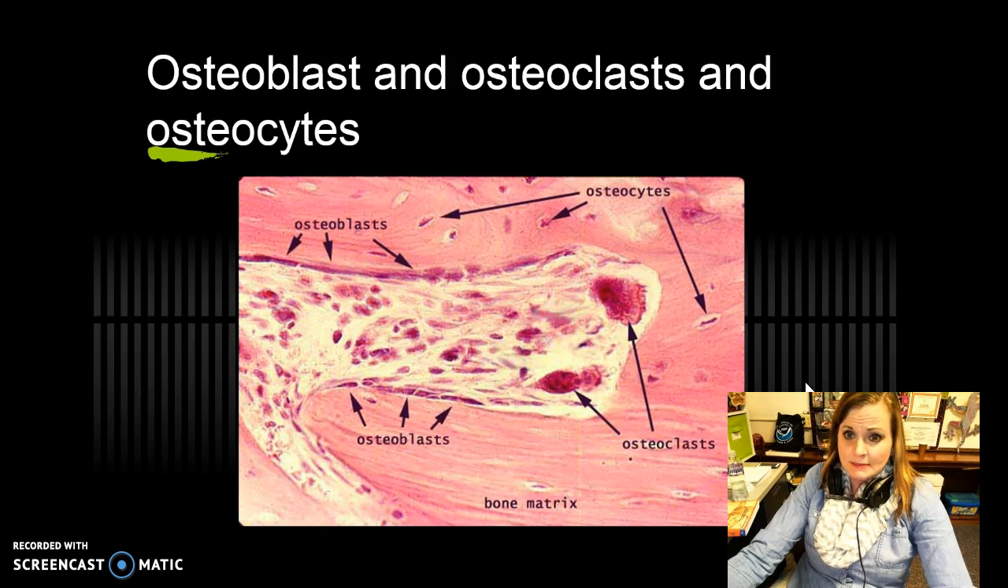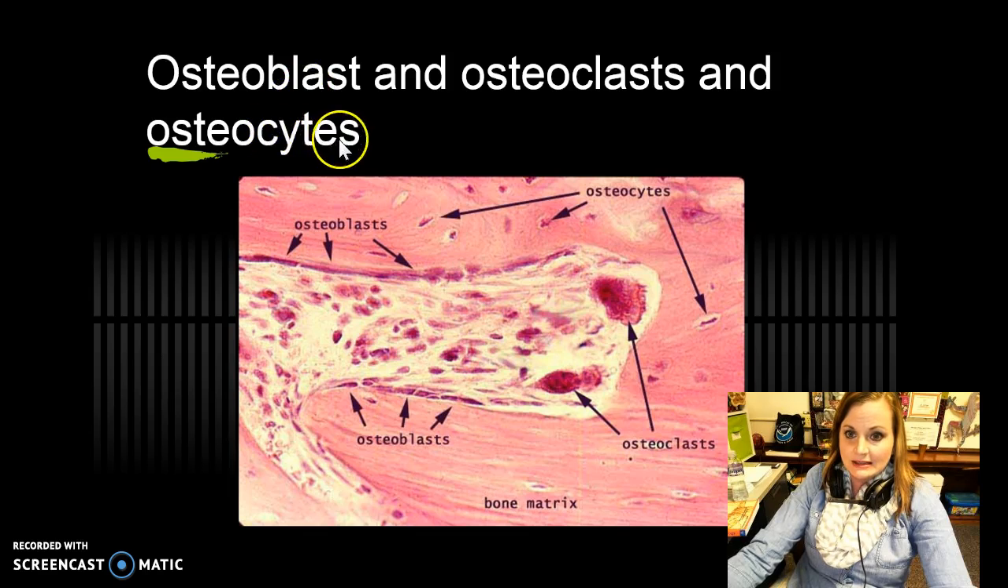There's a lot of different types of cells here, and you're going to see these, but I want you to notice that the prefix for all of these begins with osteo. So even if we're talking about osteoporosis, osteo means bone. So every time you see osteo, you'll know you're going to be looking at something that deals with bones.